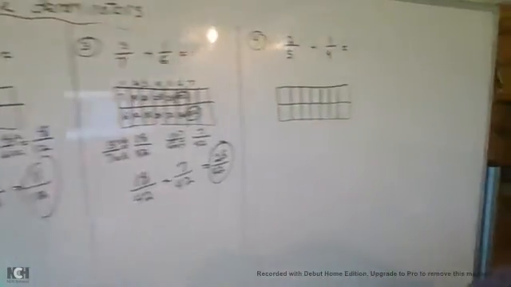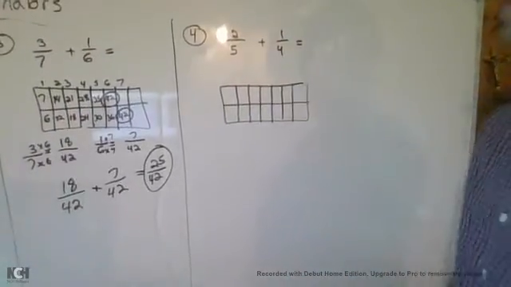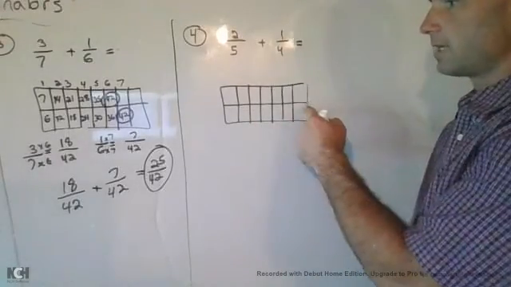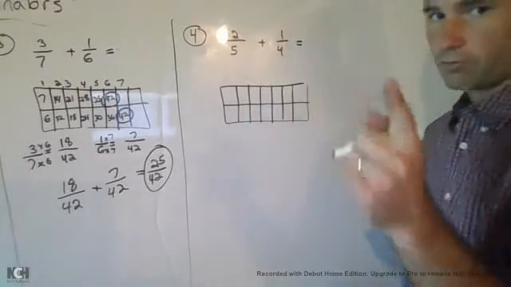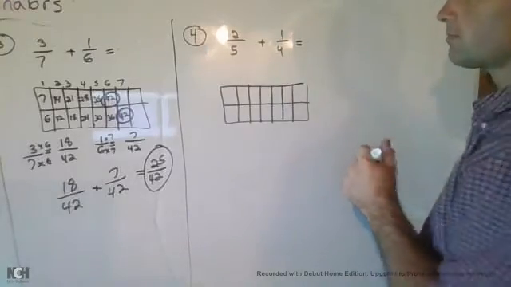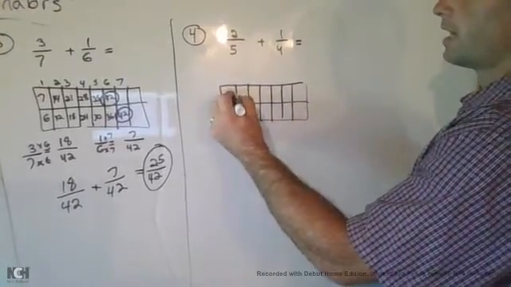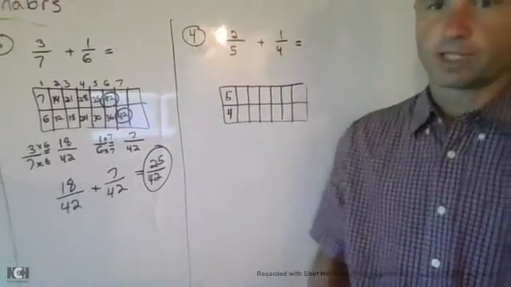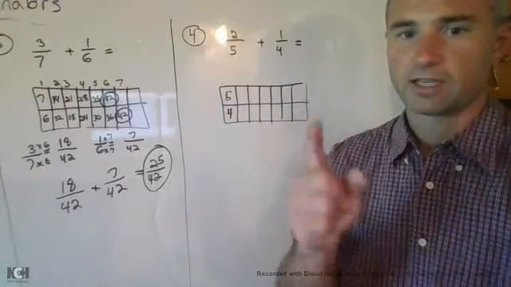Number 4. 2/5 plus 1/4. Go ahead. Find the common denominator, which you might remember from yesterday. Find the equivalent fractions and add them up. And challenge yourself to see if it can be simplified. Hit the pause button now.